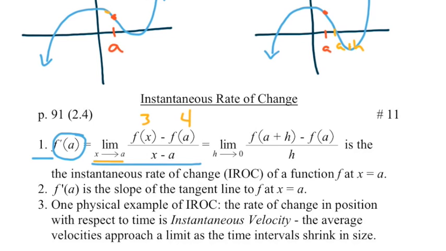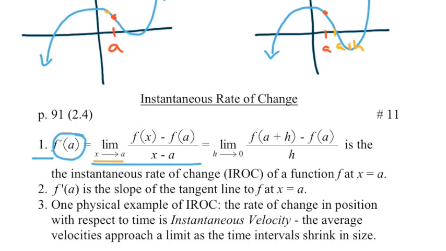And again, we have y values on the top. That's important to notice. And we have x values on the bottom. So this is rise over run. So we're getting a slope out of this. And that's going to be the slope of the tangent line at a. That's what this first equation says.